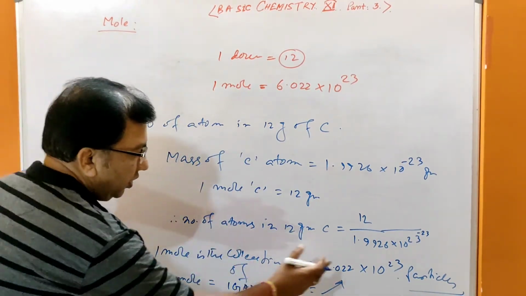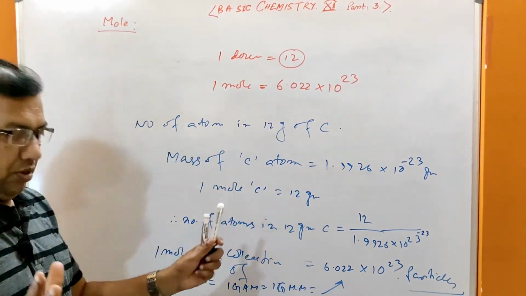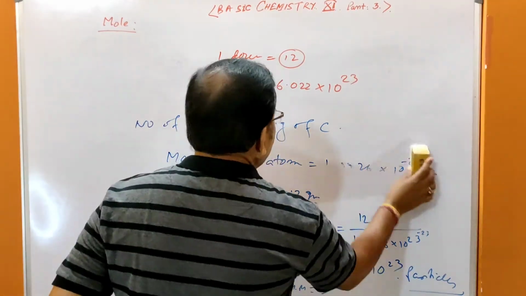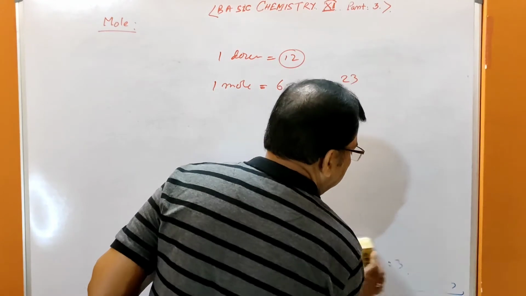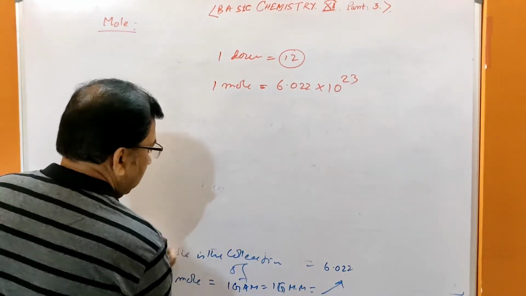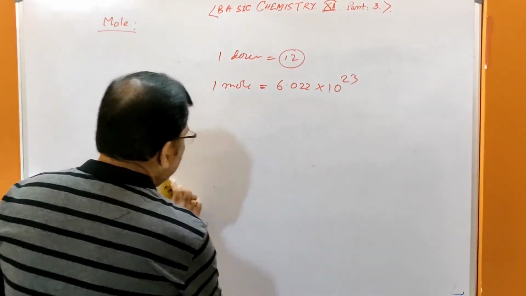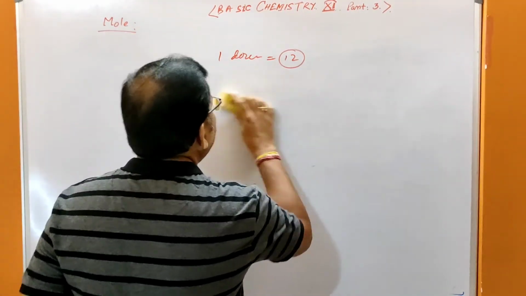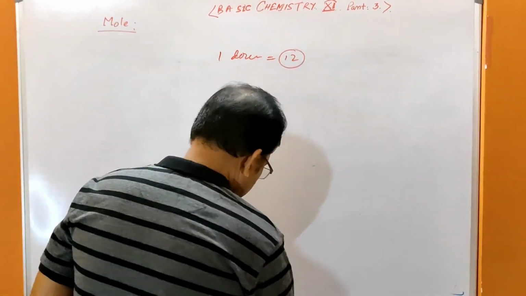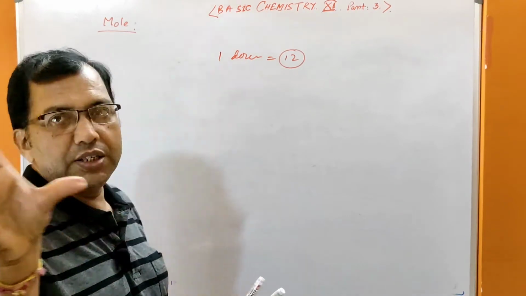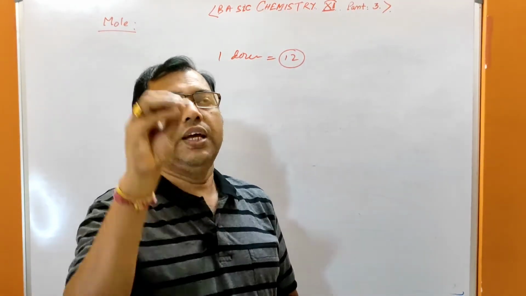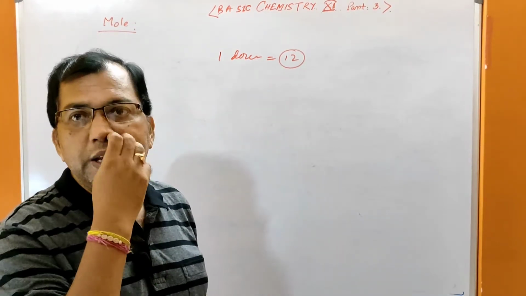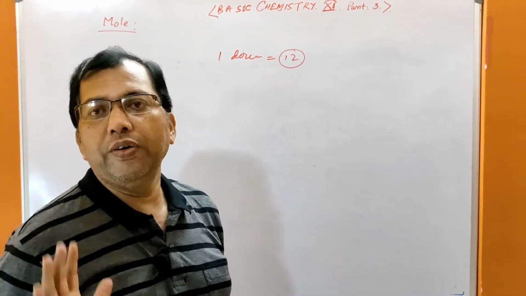1 mole means this collection. If you consider it another way, you can also find the value of 1 mole. 1 mole equals 6.022 into 10 to the power 23 particles. What we learned is that it is the amount of substance that contains as many discrete entities as there are atoms in exactly 12 gram of carbon 12 atoms.